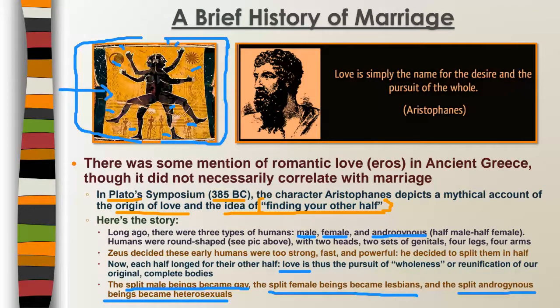So the story recounts the origin of romantic love, of this idea of finding our other half, but it also explains why there are gay people or lesbian people or straight people. So pretty interesting little story there for you, from Plato's Symposium back in 385 BC.